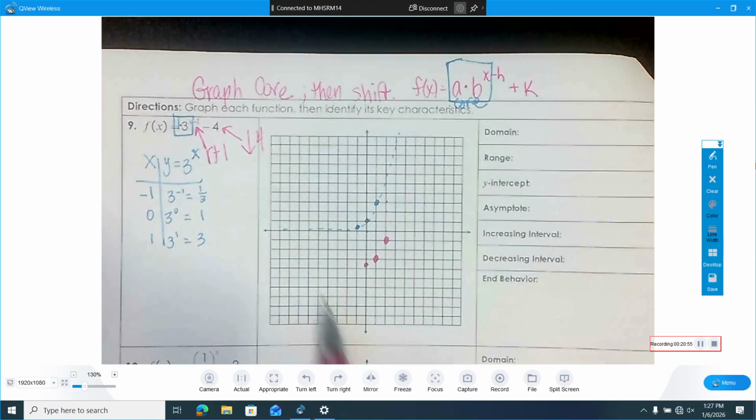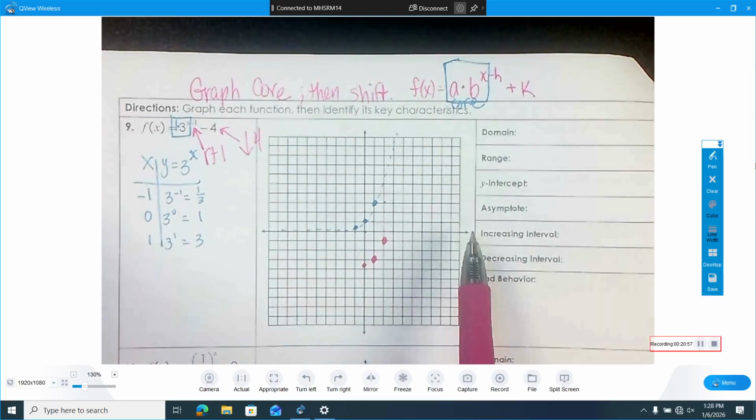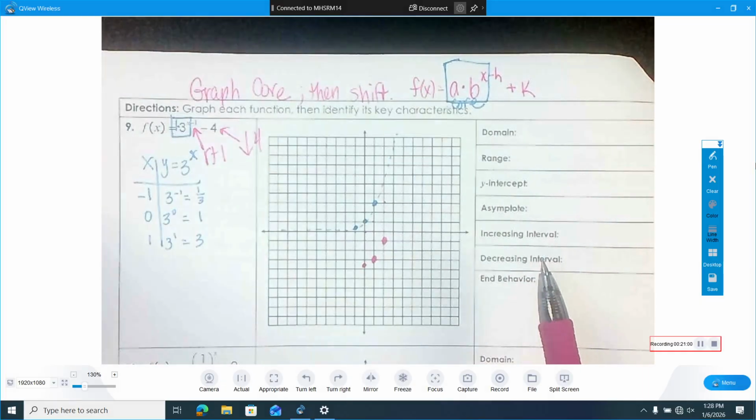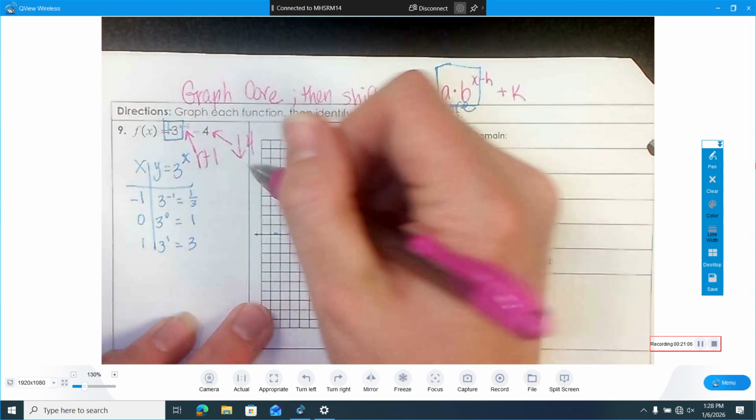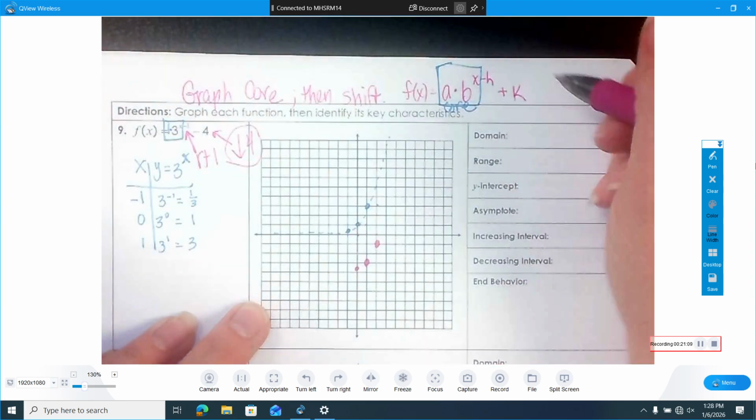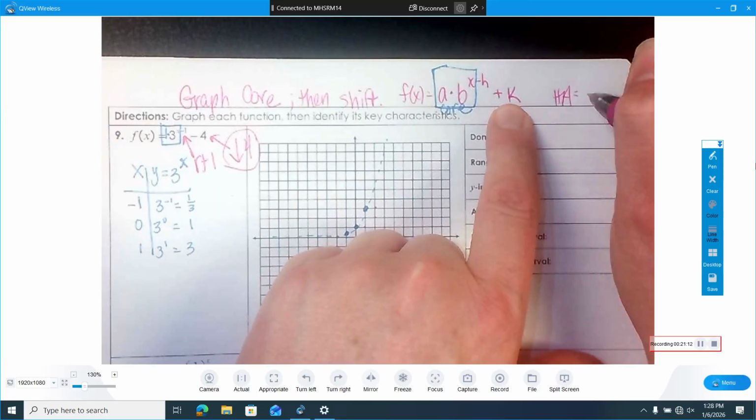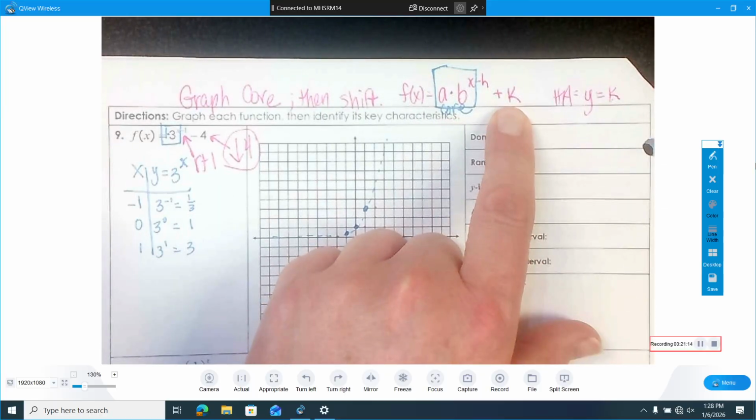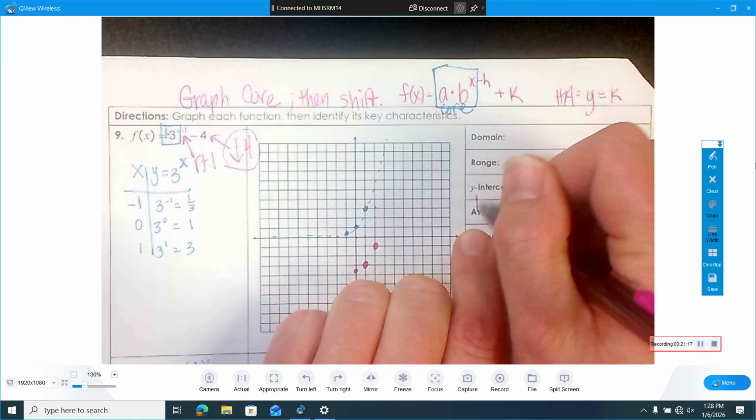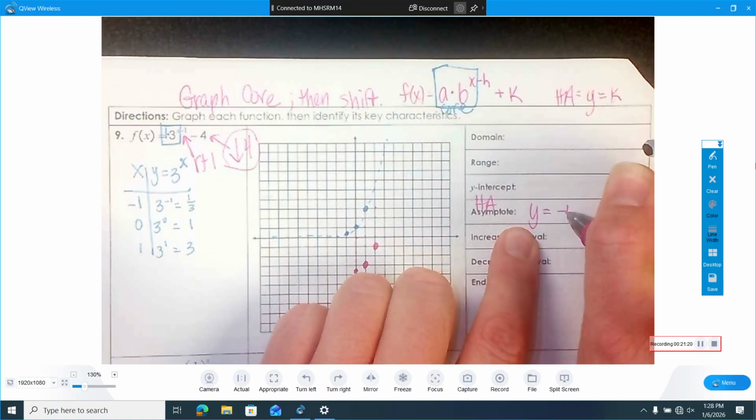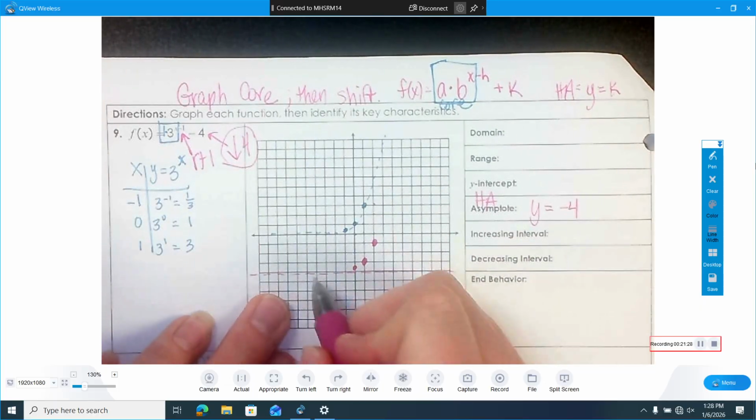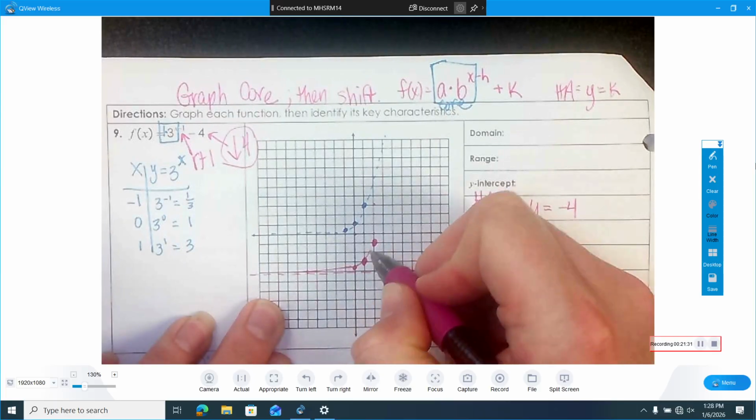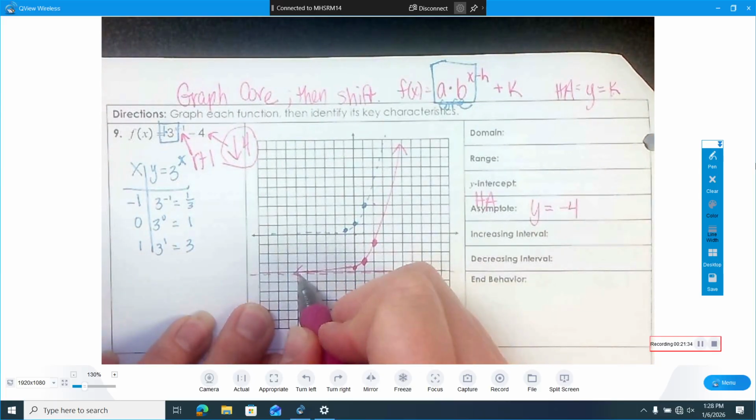So now let me ask you, we had a horizontal asymptote that's connected to the graph. Where is that horizontal asymptote now? Yeah, it's minus 4. That shift, that horizontal asymptote is always whatever that k value happens to be. So our horizontal asymptote is y equals negative 4. And so I'm going to go ahead and draw that in there because I don't want to cross it. It's a boundary line. And then I can draw my exponential growth curve.